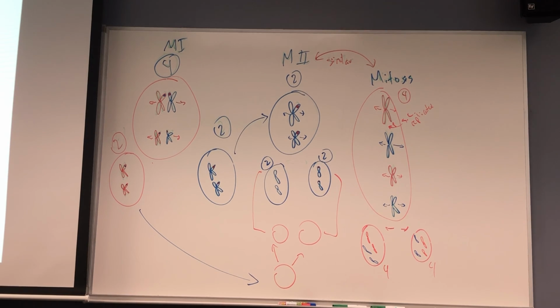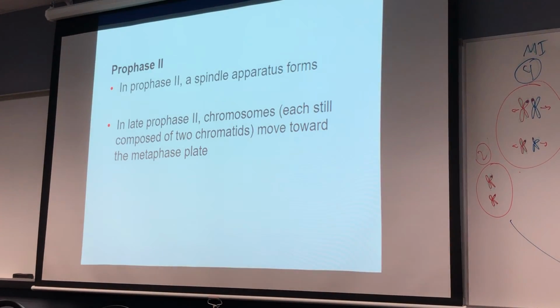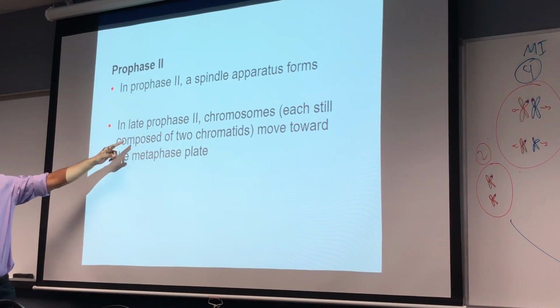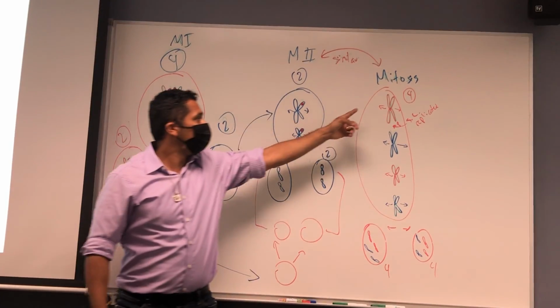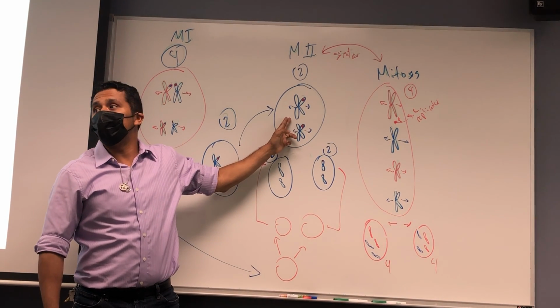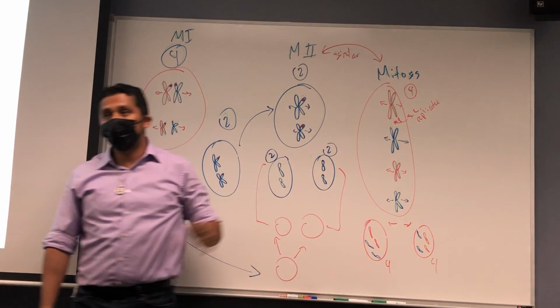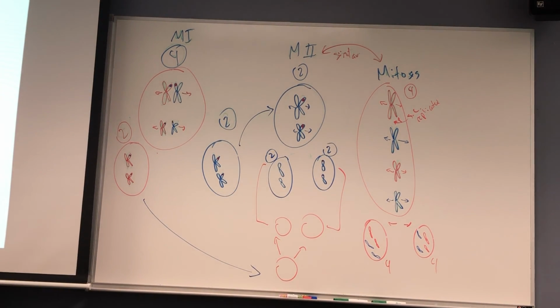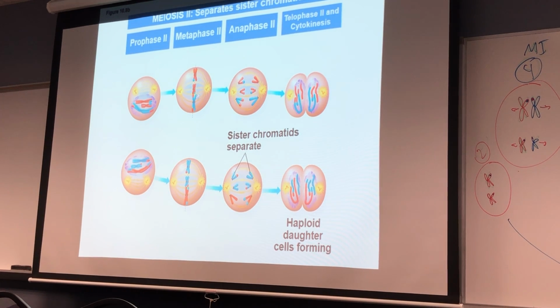So division of meiosis 2, pretty much the same, right? Prophase 2, singular products form. Then in late prophase 2, the chromosome is still composed of the 2 sister chromatids joined together. Here in mitosis, they are identical. Meiosis 2, they are not. And they move toward the metaphase plate. So this is meiosis 2. Pretty similar to mitosis, but again, they are not identical. You can see here already the genetic exchange that has taken place.